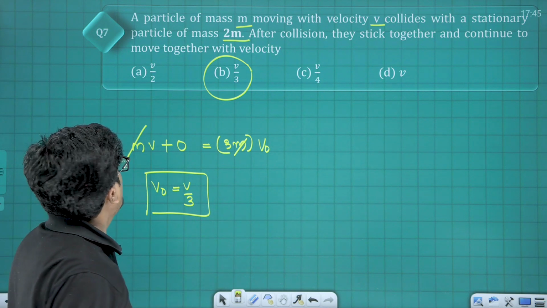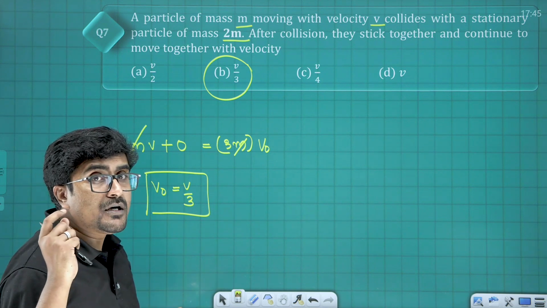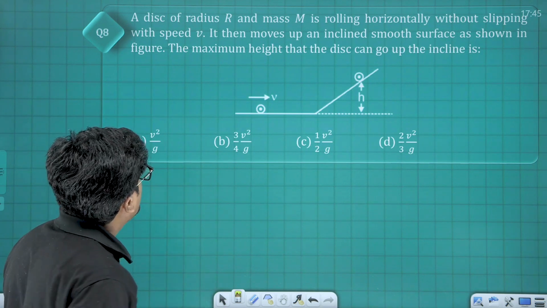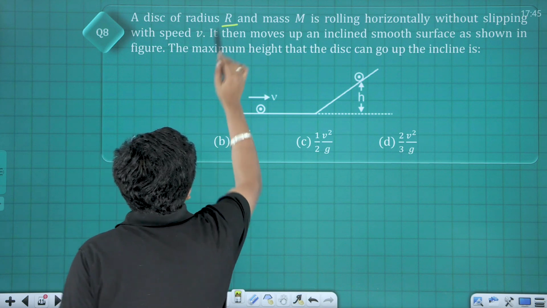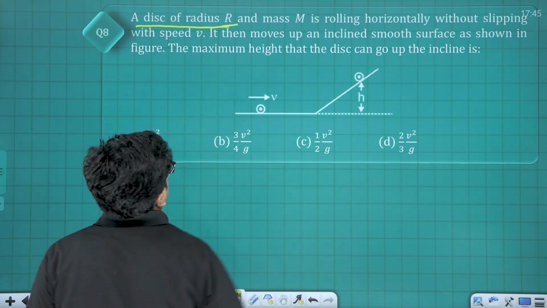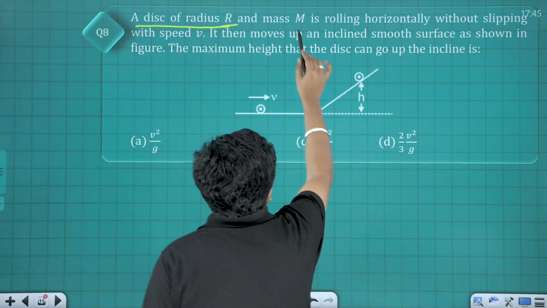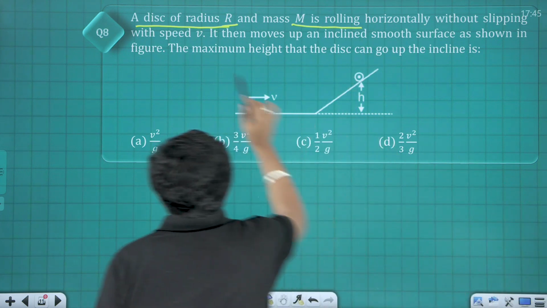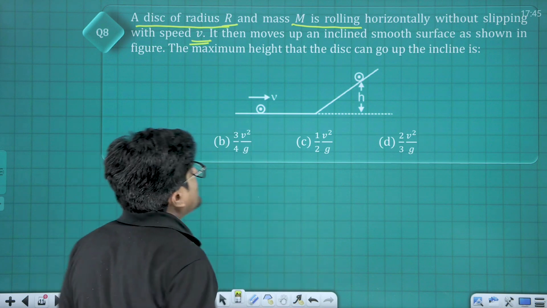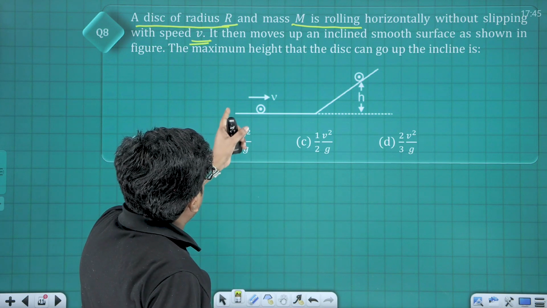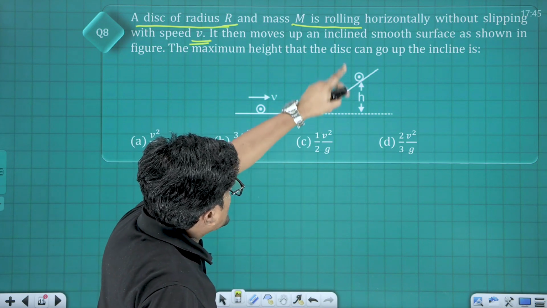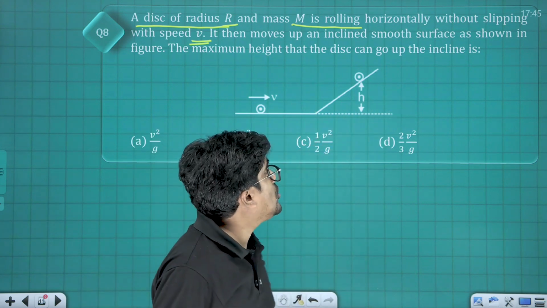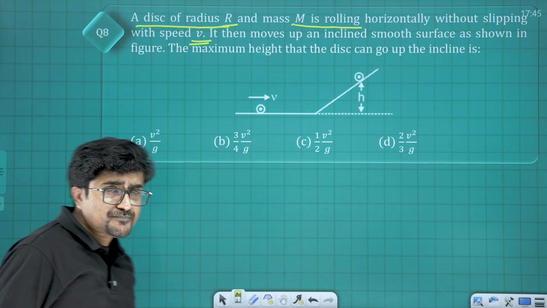Okay. Now let me take you to the next, that is question number 8. Question number 8 says a disk of radius capital R and mass capital M is rolling horizontally without slipping with speed small v. Then it moves up an incline on a smooth surface as shown in the figure. The maximum height that the disk can go up to is the question.